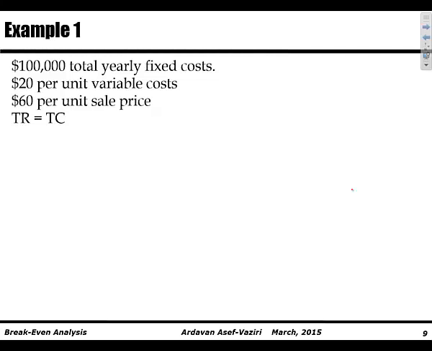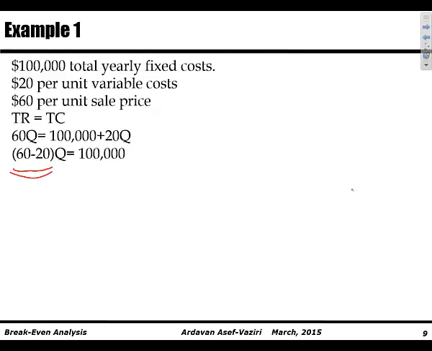Sales price is $60 per unit. Therefore, at break-even, total revenue equals total cost: 60Q is equal to 100,000 plus 20Q. Therefore, 60 minus 20, which is 40, is our contribution margin. That is the rate at which the enterprise brings in money. So if we multiply it by the units of production at the break-even point, this should equate our total fixed cost, and therefore quantity at break-even point is 2,500 for this specific example.